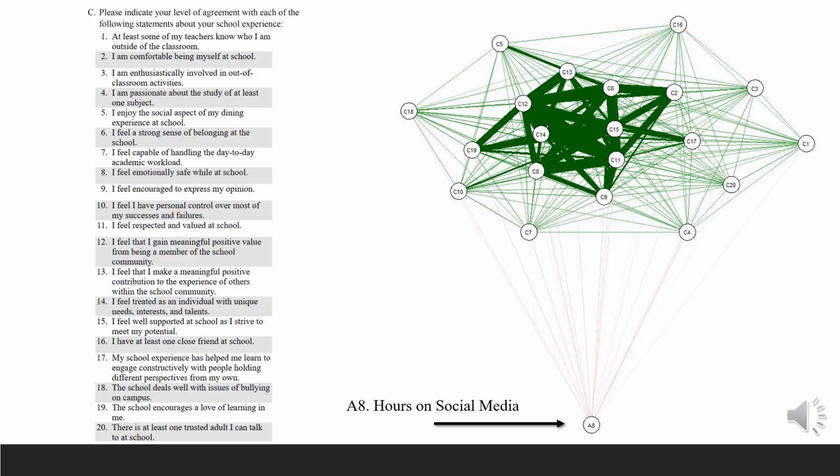These next two maps comprise what I hope will be key components in your future conversations with students. To put it bluntly, time spent daily on social media is negatively correlated, red lines, with every single measure in the attitudinal series.